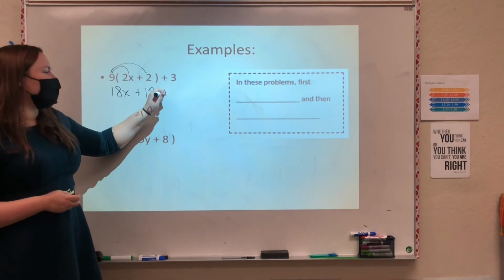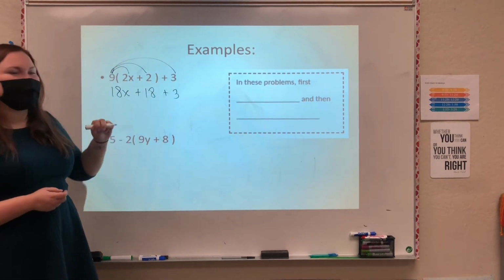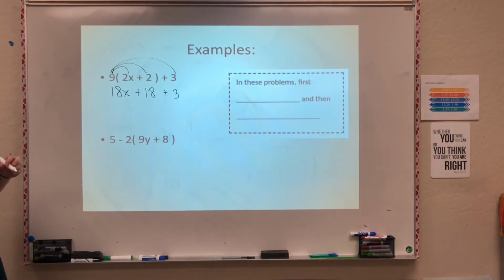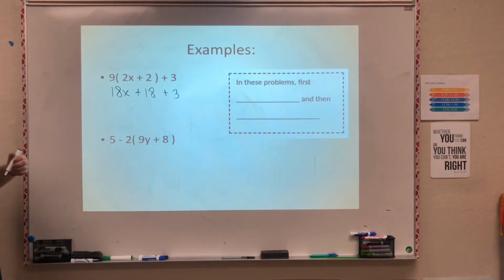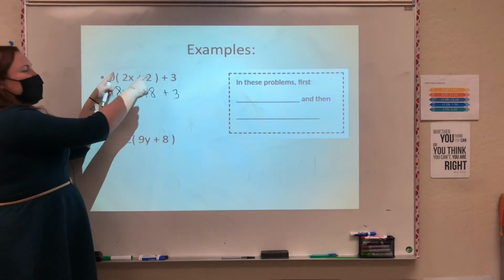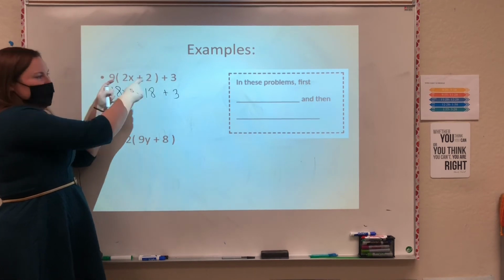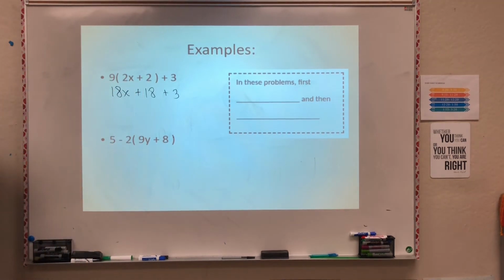Why am I just writing plus 3? Why aren't we going multiplication crazy and multiplying those? Because it's not inside the parentheses. Remember, if we go back to what we said at the very beginning, this is saying 9 times all of this. If I wanted to multiply the 3, what would it have to look like?